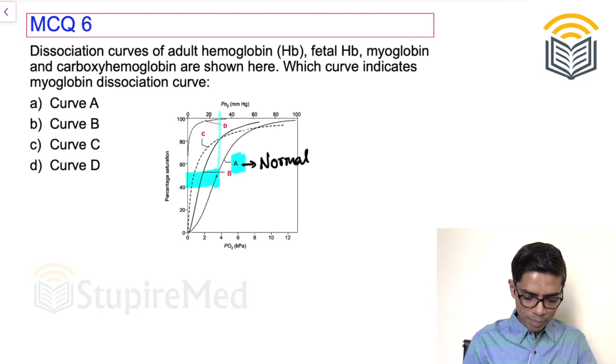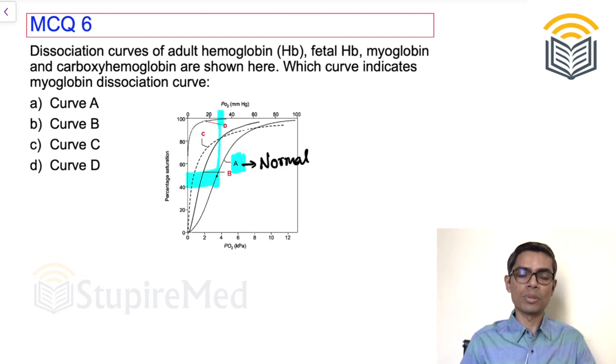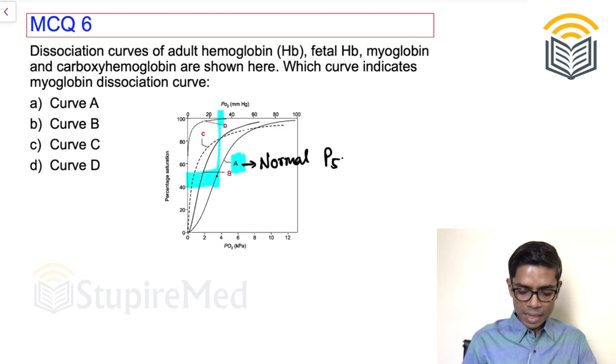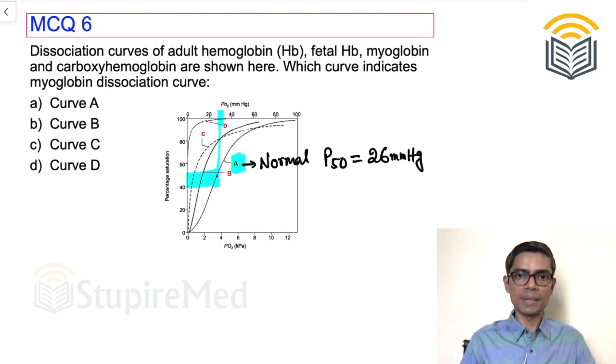So if I drop a perpendicular from this 50% saturation, I can find out that the partial pressure of oxygen is almost equal to 30 millimeter of mercury, and we know that P50 of normal adult hemoglobin is around 26 millimeter of mercury. So from this I can identify that curve A is the normal curve.